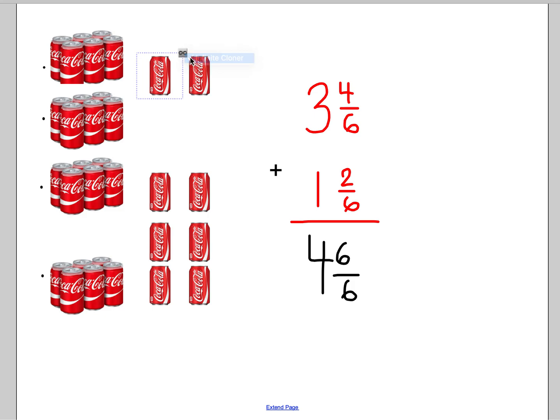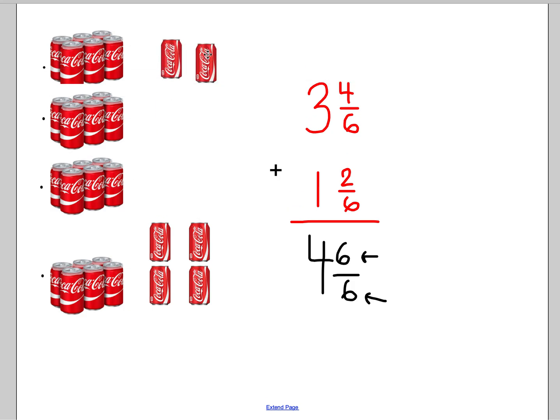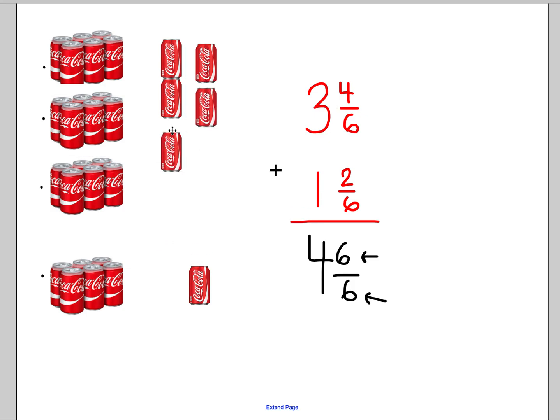Well, that's important to know because we just learned a moment ago that if the denominator is the same as its numerator, that means we actually have another whole. So I can just move these and I can put them in a 6-pack. So how many total 6-packs do I have? If you said that we had 5 whole 6-packs, you're right. If you said we had 4 6-packs and 6 sixths, that's also right.